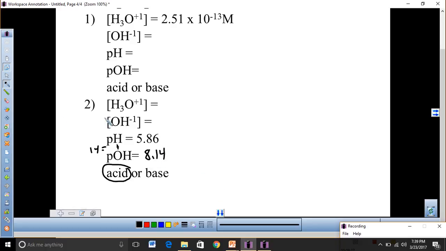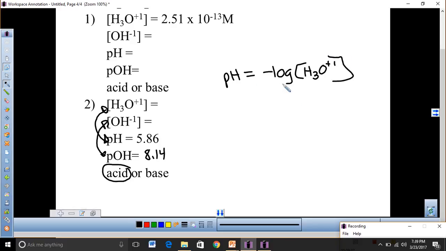Okay, so now that we've got that, I'm going to look at my formulas and see what I can do to find hydronium. And hydronium has to do with pH. These two go together, and then these two go together. So pH, I'm going to write the formula so you can see it. pH equals the negative log of hydronium. So I know the pH this time, so it's 5.86 equals the negative log. I don't know that, so that's x.